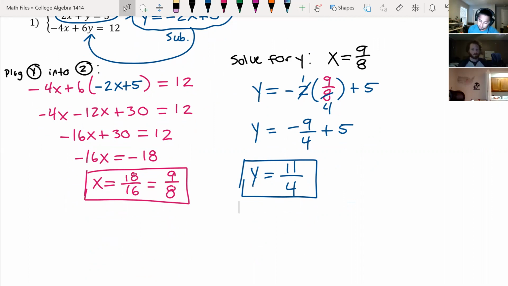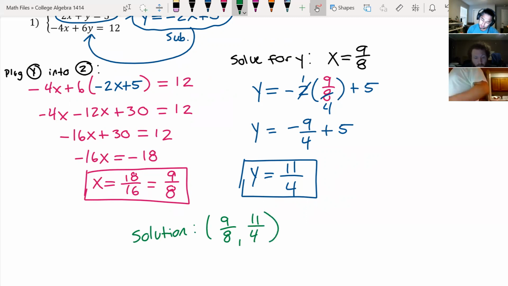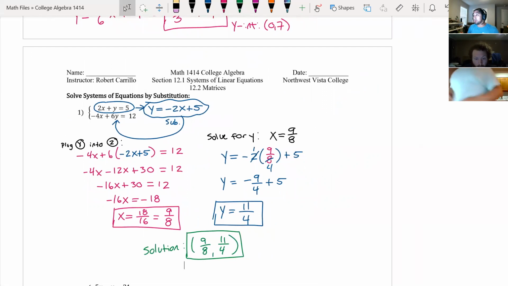Okay. So whenever we state our answer, we have to state it as a coordinate pair. So we say the solution is going to be the coordinate point of 9/8 and 11/4. And the reason we state it as this is because at this one point, these two equations will intersect.